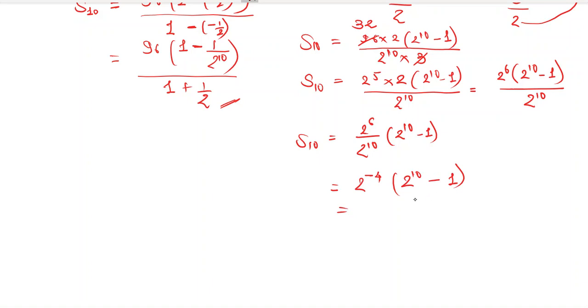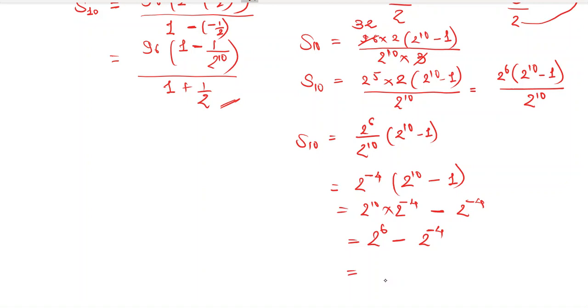Can I multiply 2 raised to minus 4 inside? Maybe it becomes easier. So 2 raised to 10 into 2 raised to minus 4 minus 2 raised to minus 4. So 2 raised to 10 into 2 raised to minus 4 is 2 raised to 10 plus minus 4, that is 2 raised to 10 minus 4. That is 2 raised to 6 minus 2 raised to minus 4. Now I think we can directly put the values and simplify this.